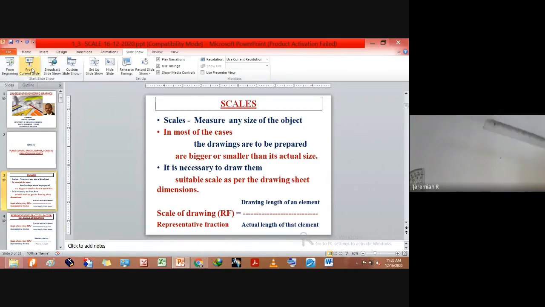Why do I have to reduce it? Because I want to draw on a drawing sheet maybe 50 kilometers or 60 kilometers. That is not possible. Just imagine 60 kilometers, 70 kilometers, or some big building. I want to draw it on a drawing sheet. It's not at all possible. So you have to make some reducing scale.